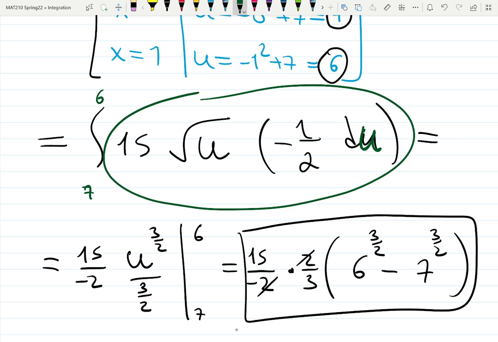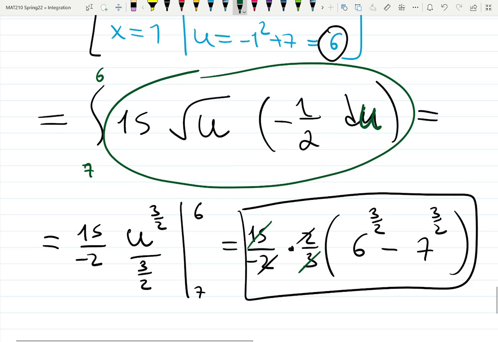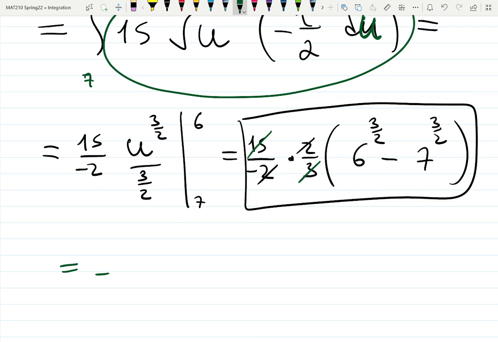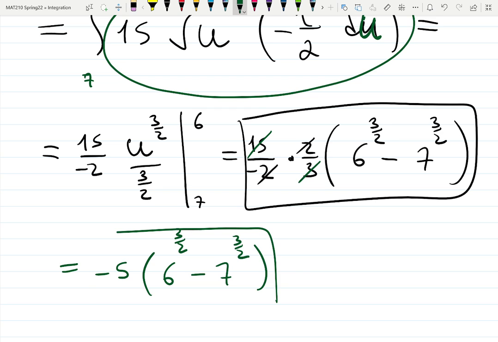Cancel out. Oh, it's actually, this one also cancels out. So it's going to be minus 5. And then you plug the top, minus, plug the bottom, like so. So it is actually a positive number after all, because minus 5 is negative, but 6 minus 7 with the same powers will give you probably negative as well, so it will be positive after all.